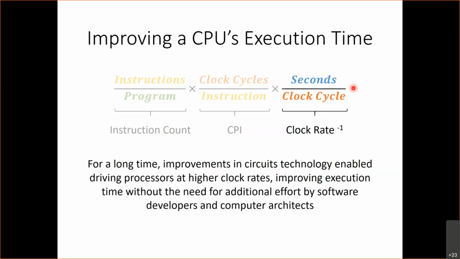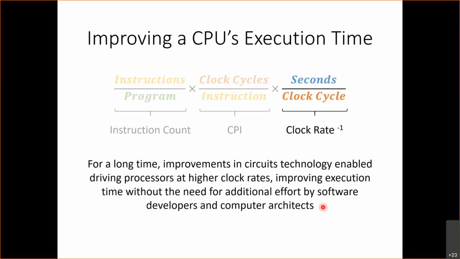And this meant that if you wrote a program to run on some computer, when another generation of this computer comes out with a faster clock rate, you automatically got faster execution time without you having to change anything, without the programmer having to change anything about their software, and without computer architects having to change anything about the architecture of the CPU.